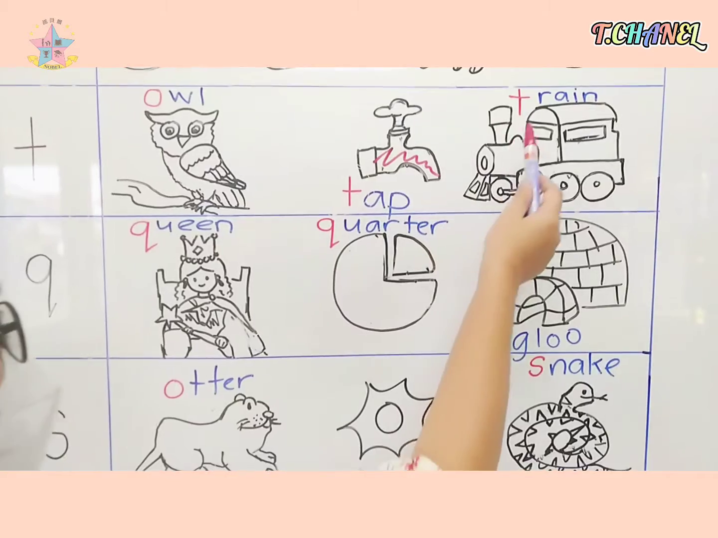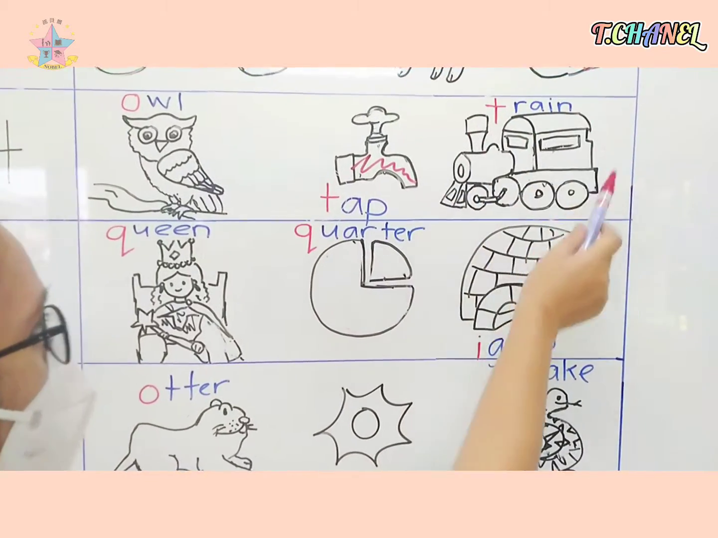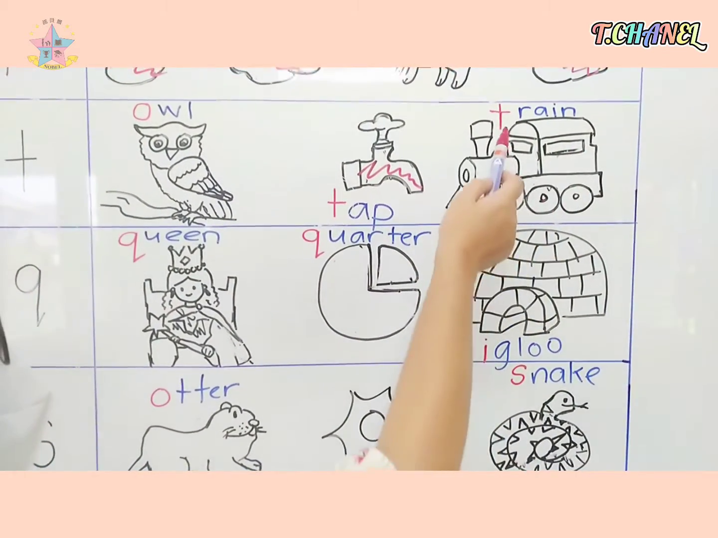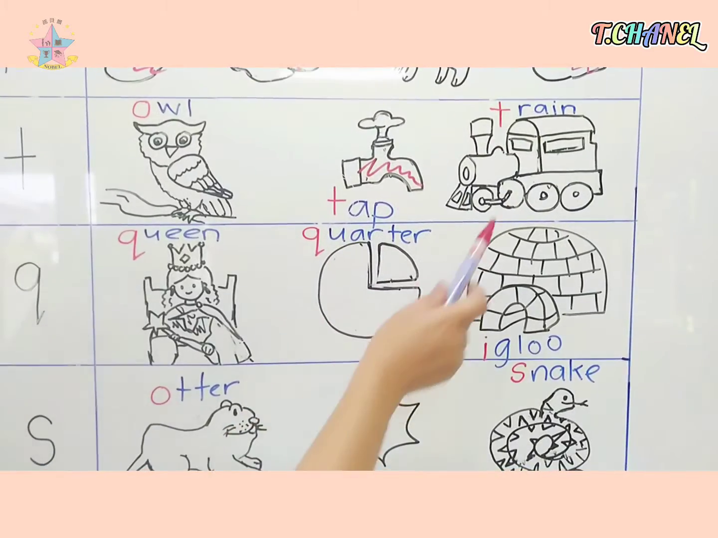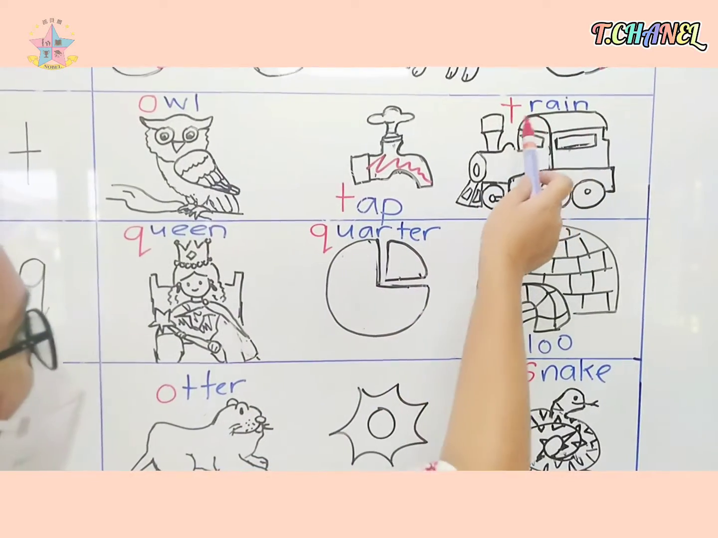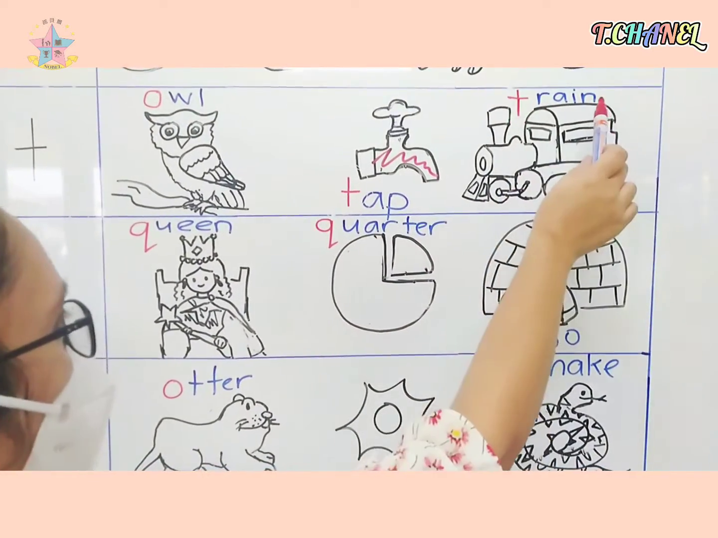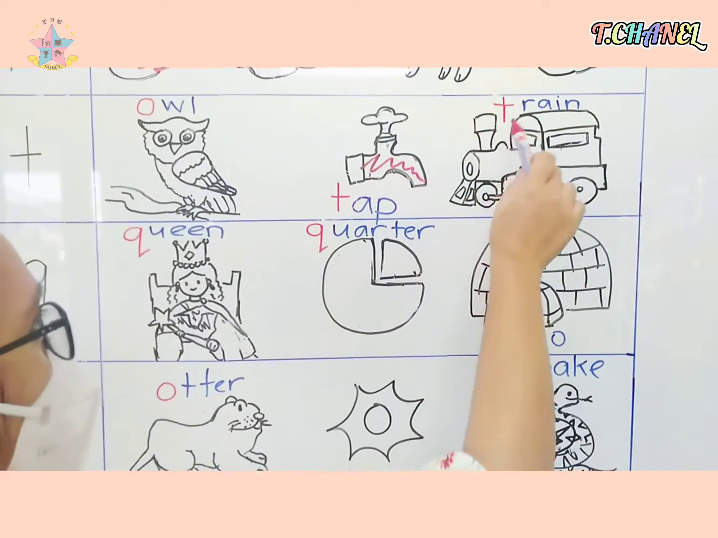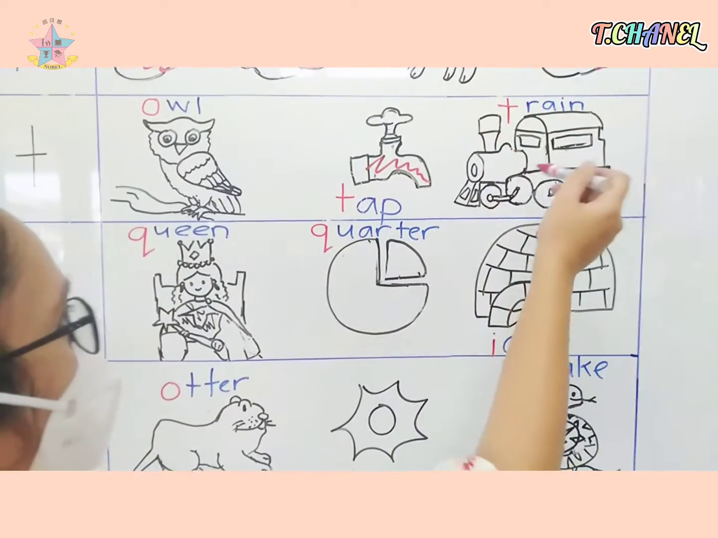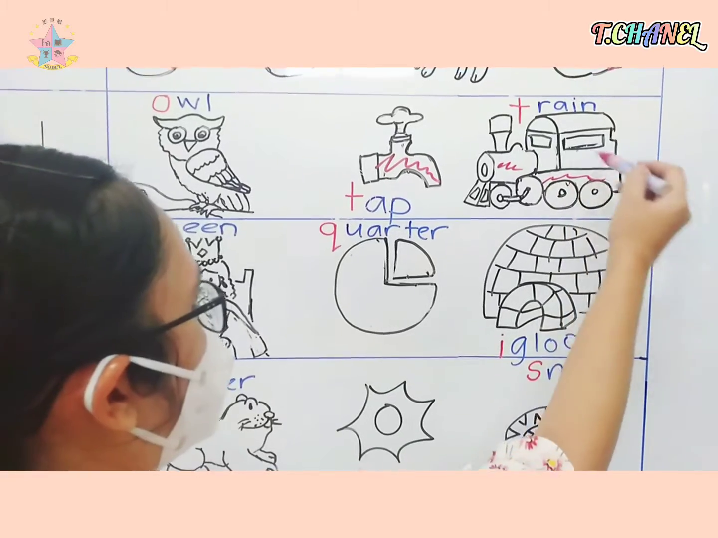Okay, what picture is this? This is the picture of train. T, T, train. T, T, train. Okay, is train start with letter T? Yes, color the picture.